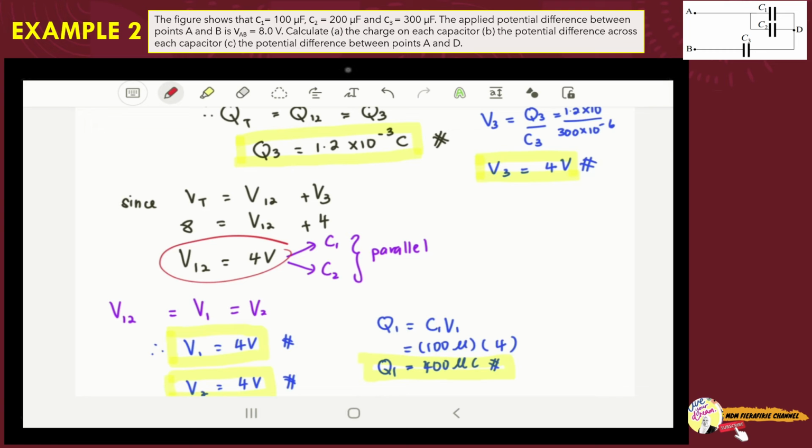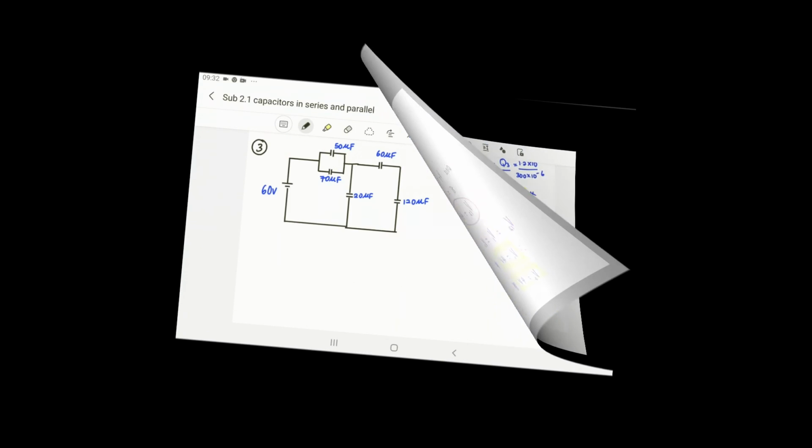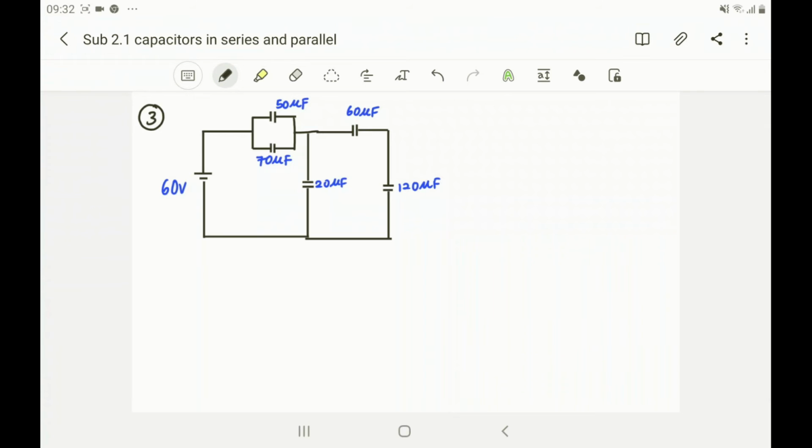Okay, so we finish example number 2. Let's proceed to example number 3. Okay, example number 3. Here we have 5 capacitors in the circuit and we want to find the voltage across each capacitor and then we want to calculate the energy stored by the 60 microfarad capacitor.